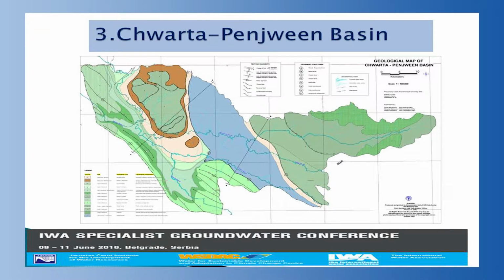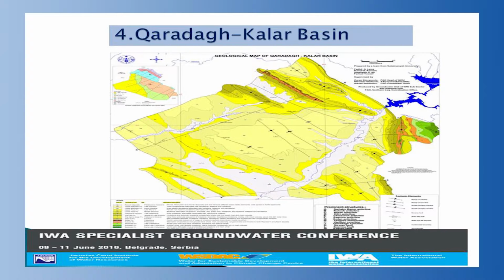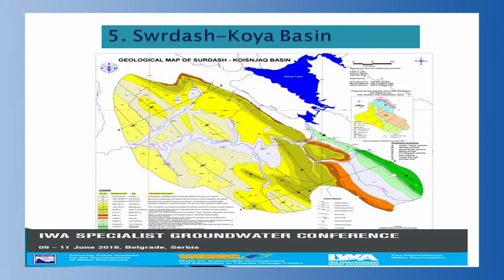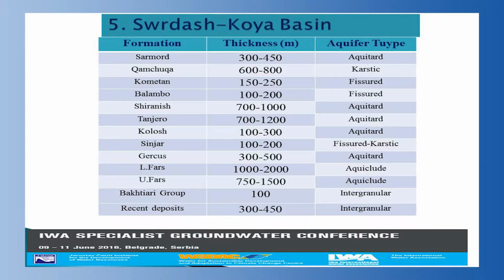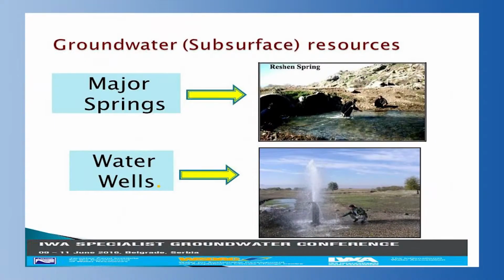This is the geological map of the area, and here is the type of aquifers within that basin. The fourth one is Qaradagh-Kalar Basin. This is the geological map, and these are the types of aquifers within that basin. And fifth is Saradash-Koya Basin. This is the geological map, and these are the types of aquifers within that basin. This map shows the groundwater level and the general flow lines of groundwater within Kurdistan region.